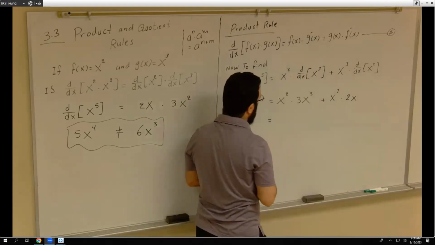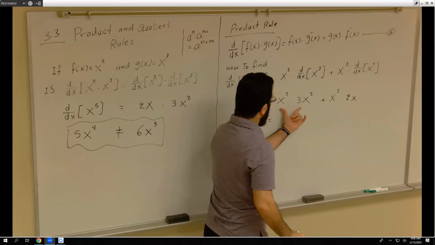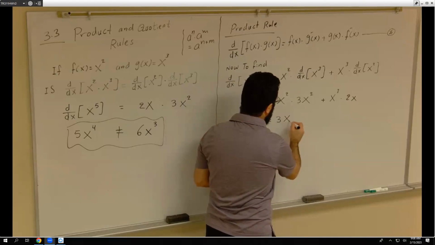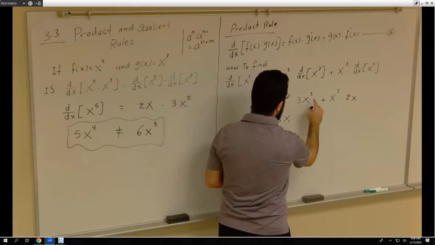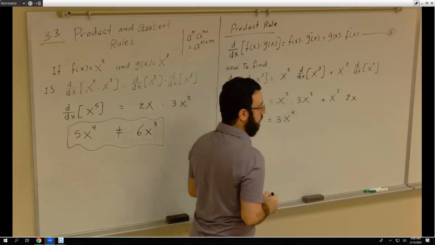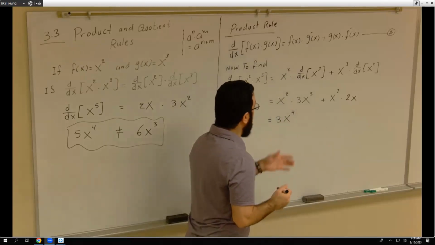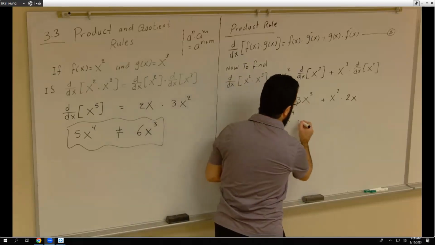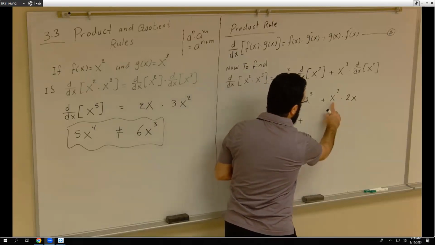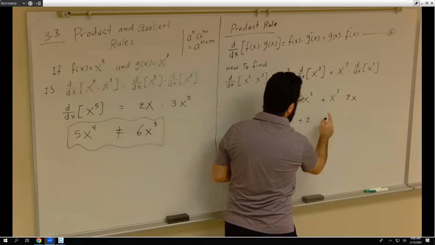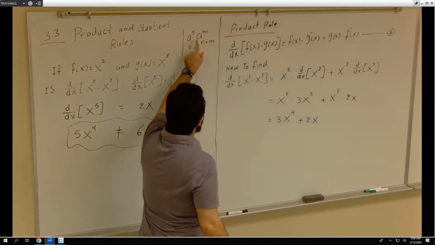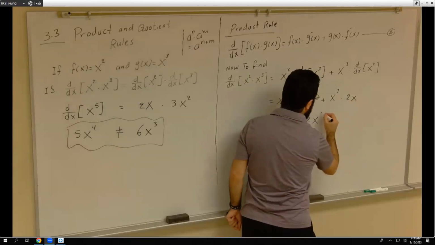Next step. I'm going to multiply these two. 3 times 1 is going to be 3, and here is x. Multiplying the same base, you're going to add the exponents, so 4. Because when you multiply, you add the exponents since they are the same base. Plus 1 times 2 is going to be 2, x, multiplying x cubed and x to the power 1. They are the same base, so you're going to add the exponents. So 3 plus 1 is going to be 4.